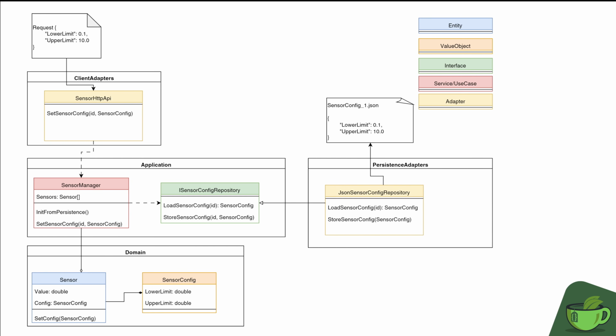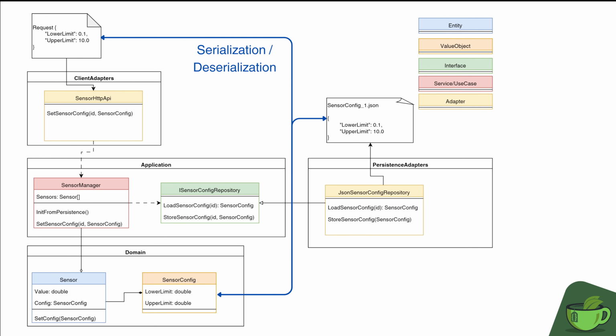To finalize this sketch, let's take a look at the adapters layer. We have 2 modules here, the persistence and the client adapters. The persistence adapters are quite straightforward. The JSON sensor config repository implements the interface defined in the application layer and uses JSON files to store and retrieve the sensor configs. The files contain exactly the information defined by the sensor config struct. This is because we directly implemented the serialization and deserialization on the sensor config domain object. On the client side, we have a basic HTTP endpoint to set a sensor config. The request must contain the required information, which is directly deserialized into, again, a sensor config object.